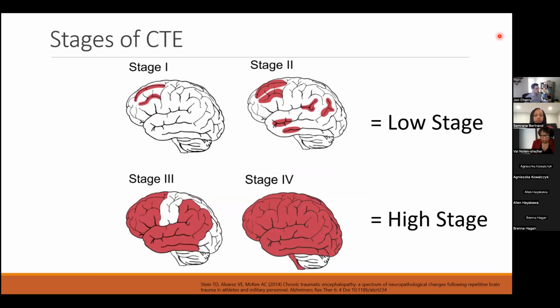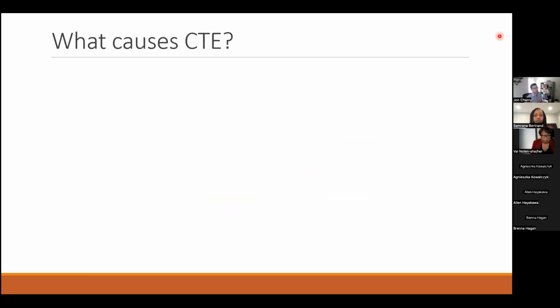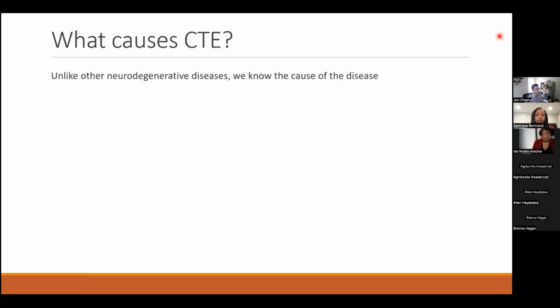So the main question that comes out of this is, what causes CTE? That's what everybody wants to know all the time. And unlike any other degenerative, neurodegenerative disease, we know the cause. We know the cause of CTE, and it's a history of repetitive head trauma. Individuals who have this long history of repetitive head trauma have CTE. You won't find any cases of someone who doesn't have this history that has it. So it makes it a very, very unique pathology. We know what causes it.